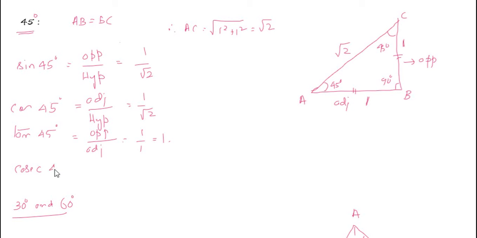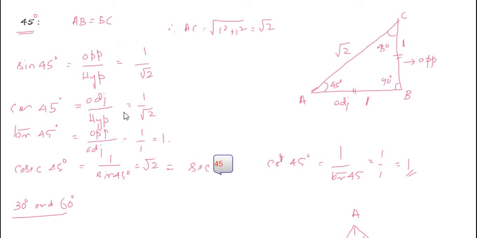Cosecant 45 degree is nothing but 1 by sine 45. So this is root 2. This is also equal to secant 45 because sine and cos are same. So cosecant and secant will be same. Cot 45 degree is equal to 1 by tan 45, which is again 1 by 1 equal to 1. So these are the 6 ratios of 45 degree.